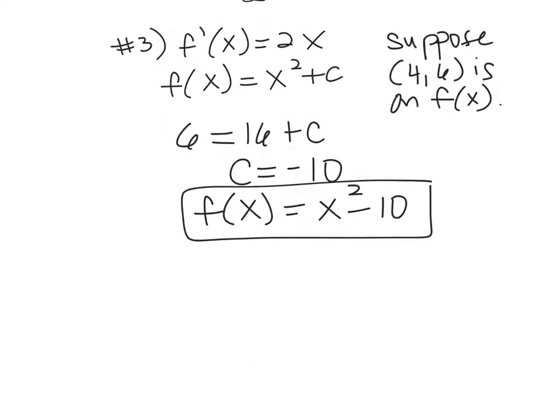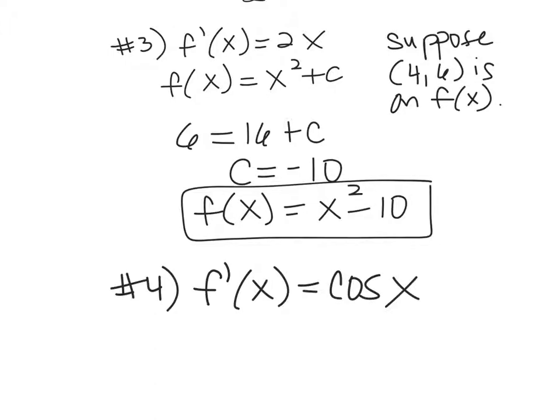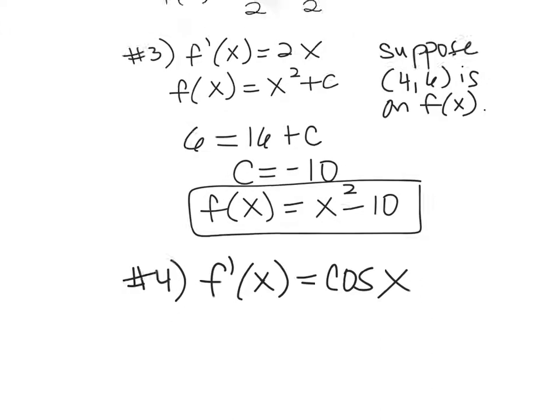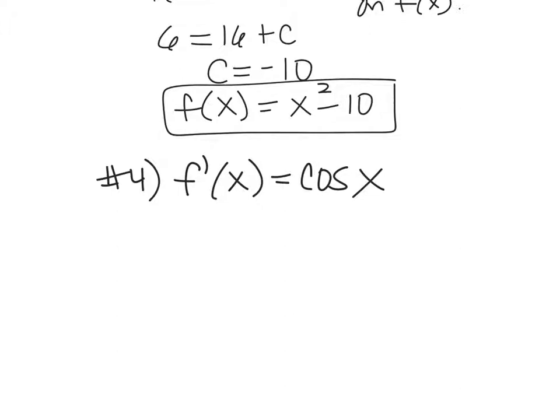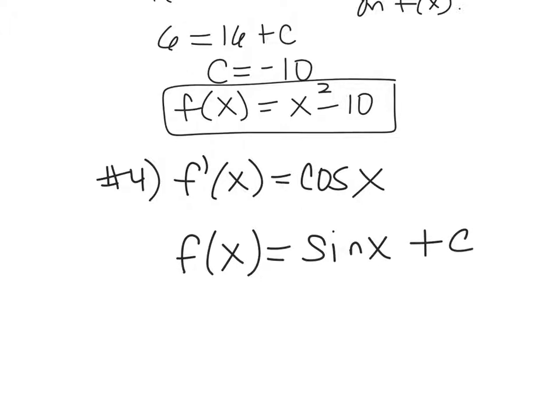All right, let's do a different one now. How about this one? F prime of x is equal to cosine of x. Okay, power rule's not going to work here. You have to know derivatives, right? So f of x, what function gives you a derivative of cosine x? Sine x, plus c. That's it, right? Derivative of sine is cosine. Yeah, you're working backwards. It's a little harder.